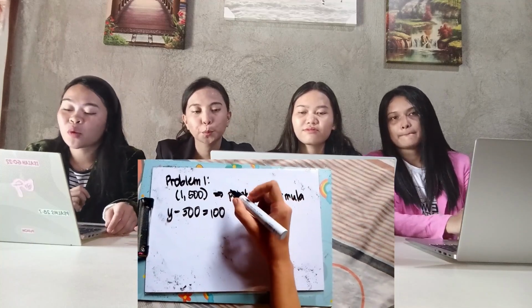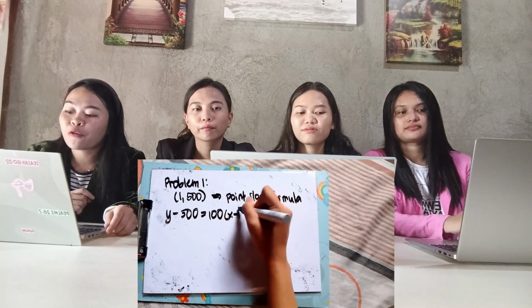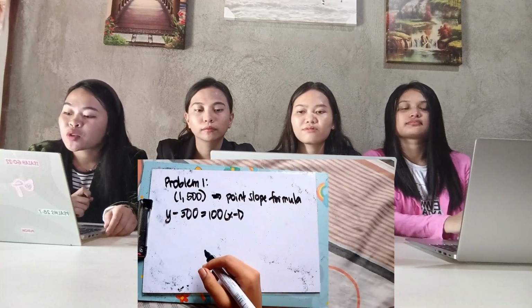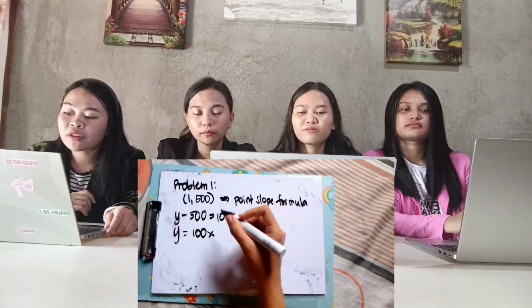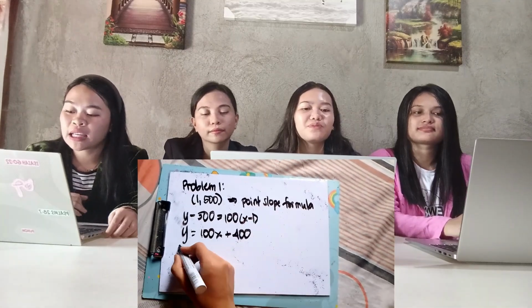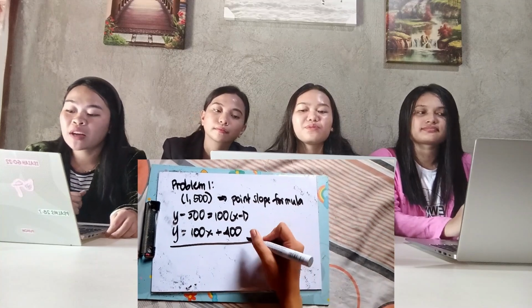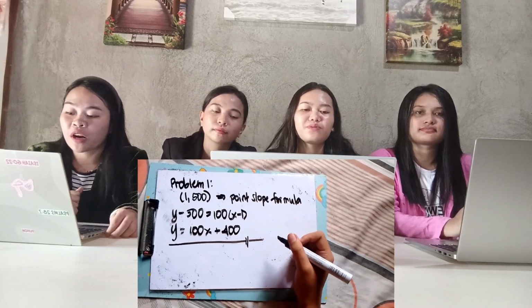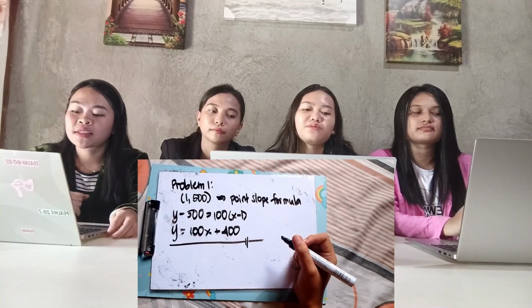Now that we have the slope, we can use either point. So let's use (1, 500) in the point-slope formula. So y minus 500 equals 100 times the quantity of x minus 1. So y equals 100x plus 400. So your savings equation is y equals 100x plus 400, meaning your saving is $100 per month. That's such a helpful application.